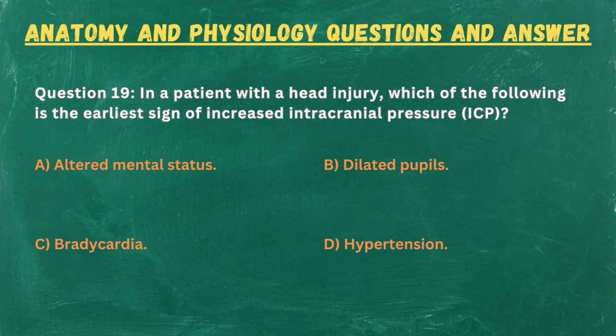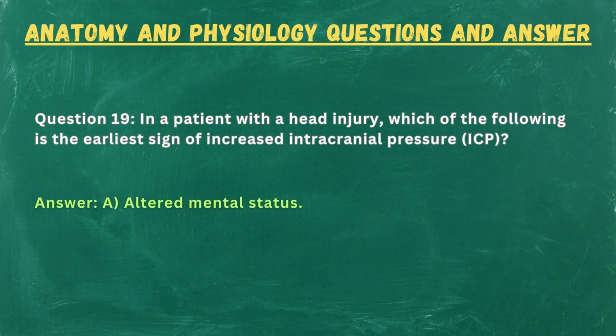Question 19. In a patient with a head injury, which of the following is the earliest sign of increased intracranial pressure, ICP? A. Altered mental status. B. Dilated pupils. C. Bradycardia. D. Hypertension. Answer: A. Altered mental status.